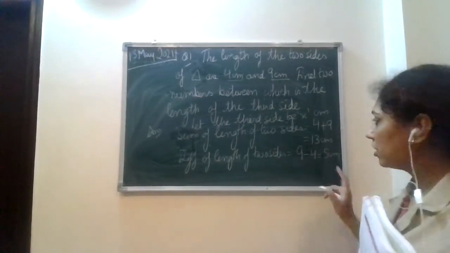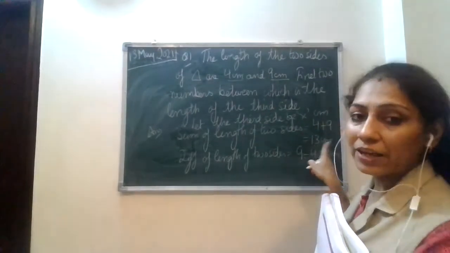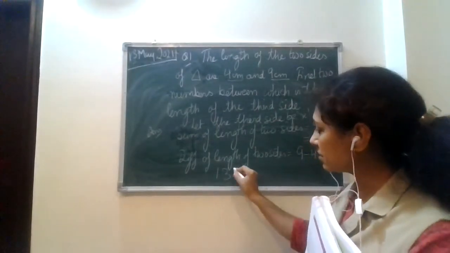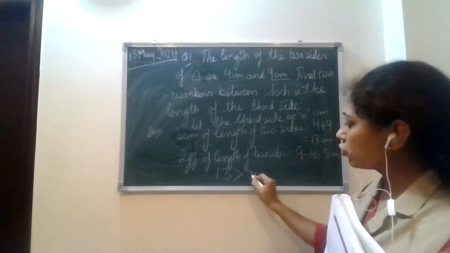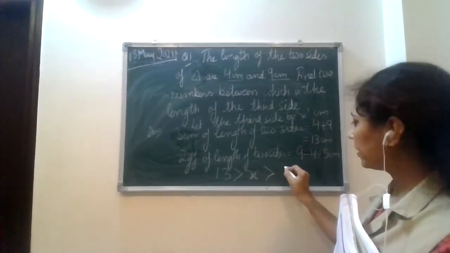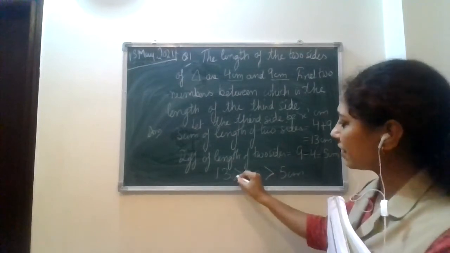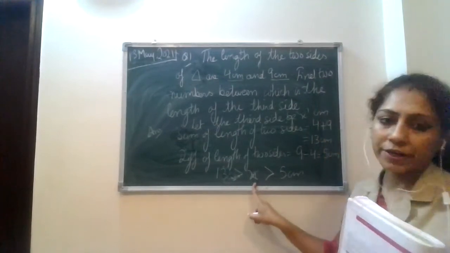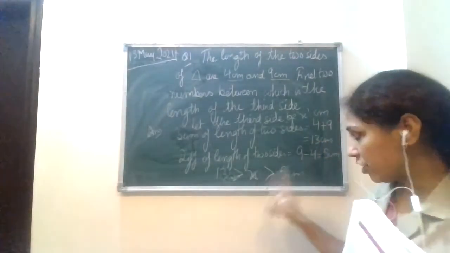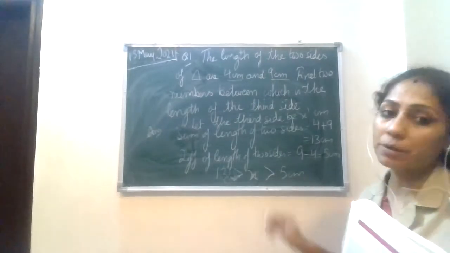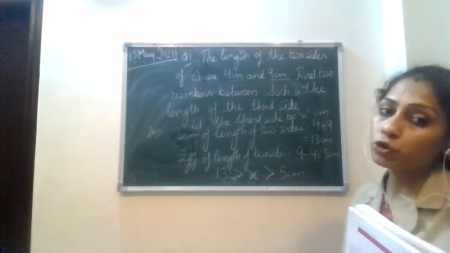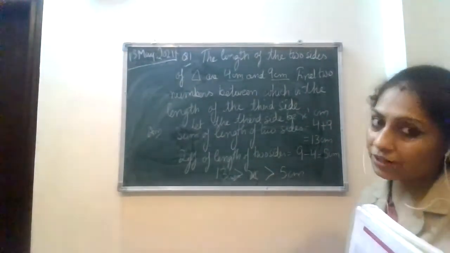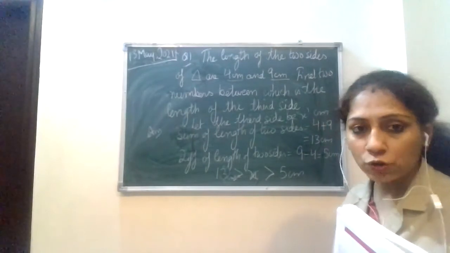So how to find the range? X should be less than 13 and should be greater than 5 centimeters. So can I write like this? The range is, X should be less than 13 and greater than 5 centimeters. So this is the range, right? Between which X can be measured. X का जो length आएगा, measurement आएगा, वो 13 and 5 के बीच में आएगा, right? Because it should be less than 13 and greater than 5 centimeters according to the two properties which you have just studied. I hope this is clear to you.